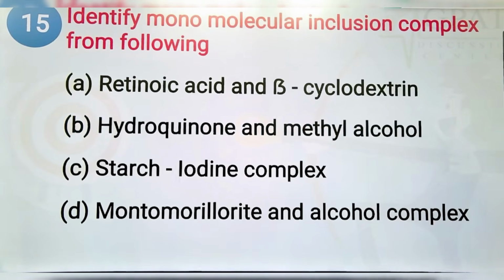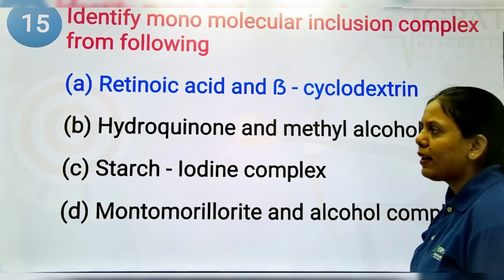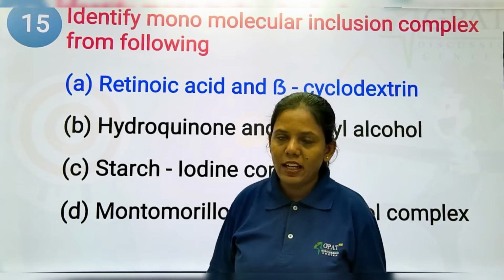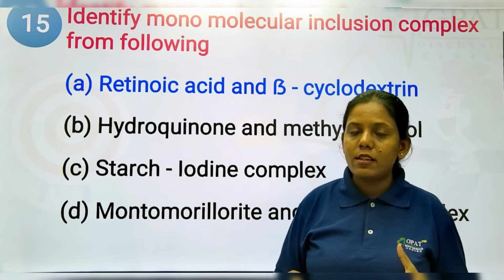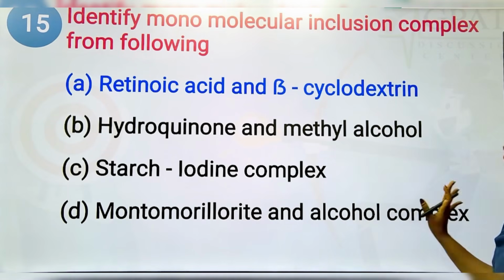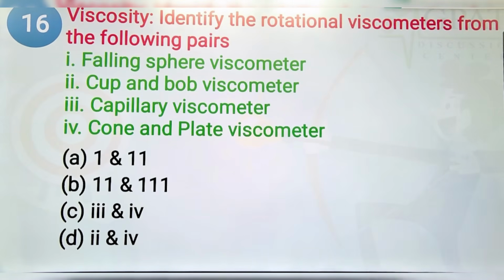Next is to identify the monomolecular inclusion complex from the following: retinoic acid and beta-cyclodextrin, hydroquinone and methyl alcohol, starch iodine, montmorillonite and alcohol complex. The monomolecular inclusion complex is retinoic acid and beta-cyclodextrin. Remember, beta-cyclodextrin is hydrophilic in nature. Sometimes if the drug is not soluble, we try to incorporate it into beta-cyclodextrin, which will also increase the water solubility.